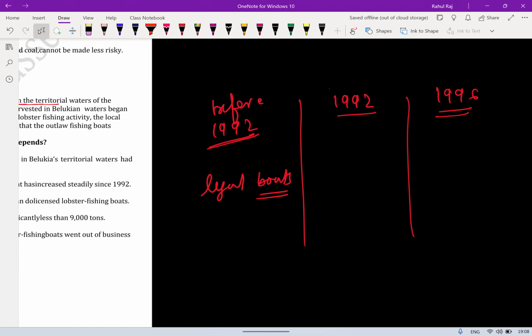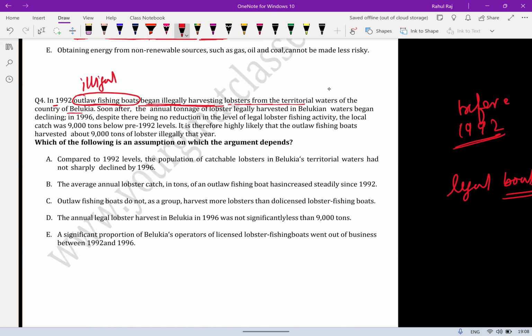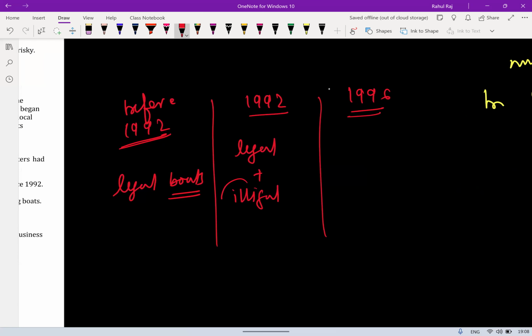Tara, Malvika. So what happens in 1992? That legal boats were already there, but illegal boats came into the picture. This is what the first line of the argument is trying to say. It means before 1992, there were only legal boats. Now it says the annual tonnage of the lobsters legally harvested in Belupia water began declining. Once illegal boats came in 1992, the annual tonnage of lobster harvest began declining.